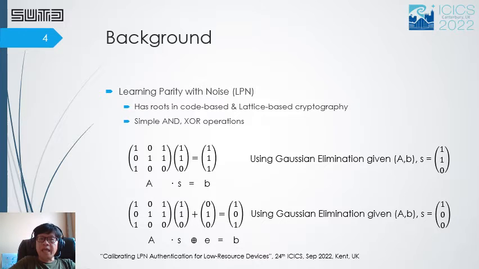If given A and B, by Gaussian elimination, we can find the value of S. However, if we add a noise vector E to the dot product of A dot S to get B, then by Gaussian elimination, we do not get the correct result. In fact, it is a wrong S that will be obtained. This is the principle behind LPN.